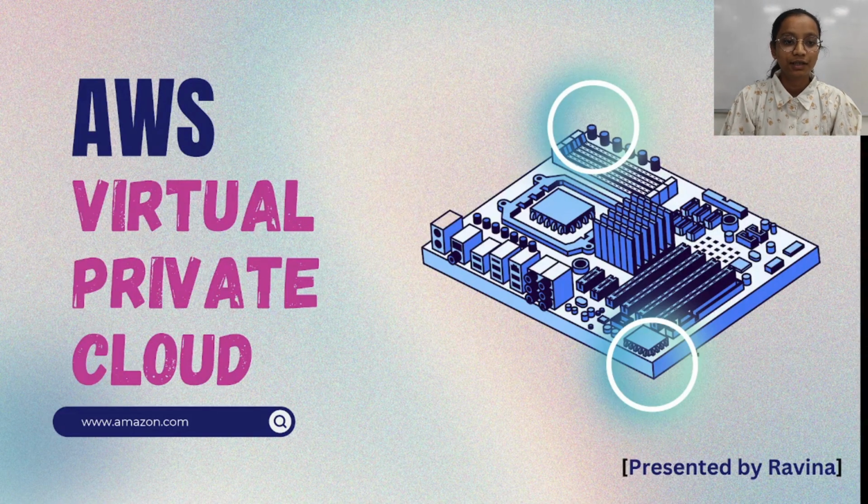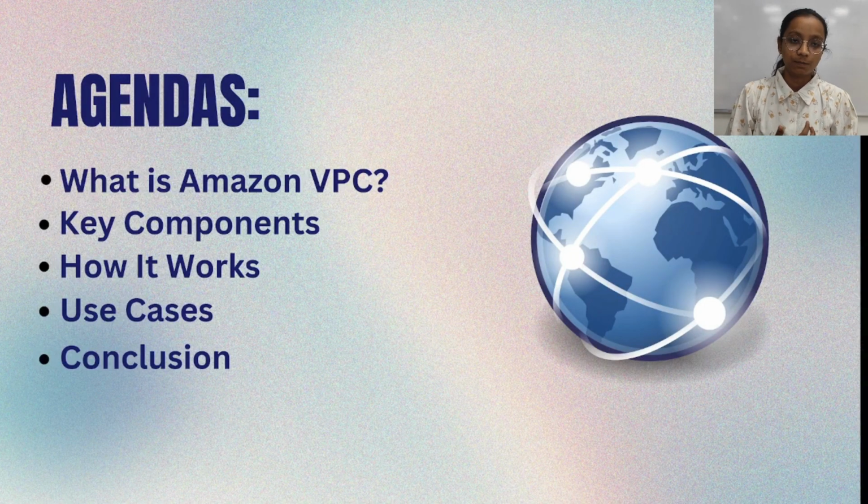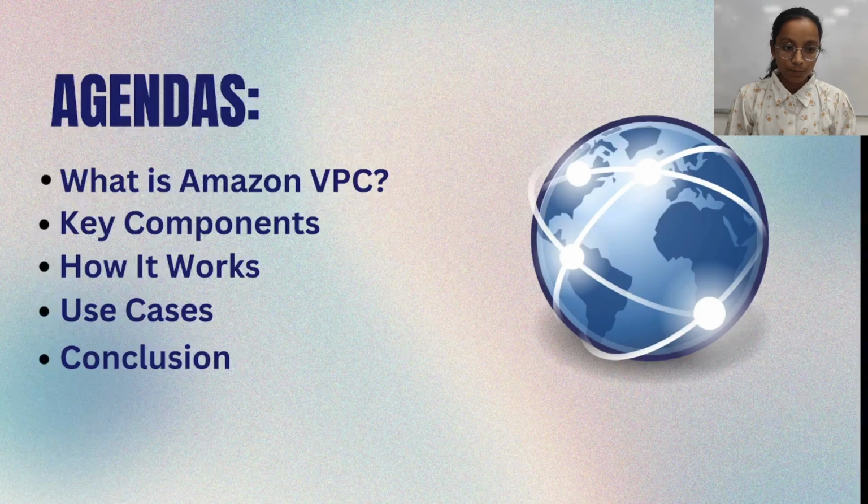This is Ravina, and today we are going to talk about one of the core services from AWS, which is Virtual Private Cloud. Today we are going to cover some of the basic agendas like what Amazon VPC is, the key components, how it works, and use cases with a conclusion note. So without further ado, let's get started.